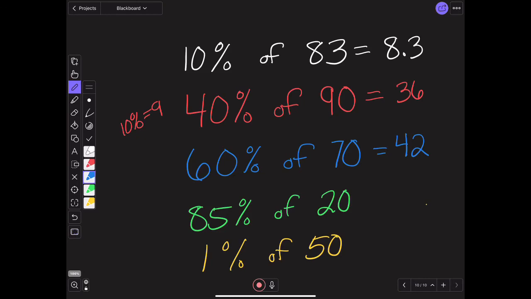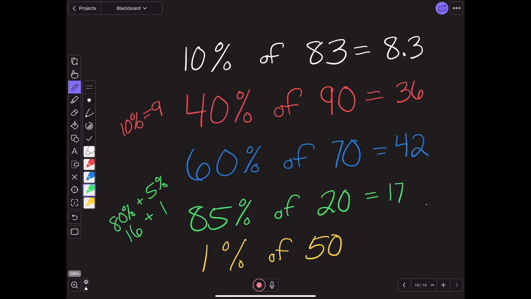85% of 20 is a little bit tricky. Now, technically, we're actually using the distributive property here. We're trying to figure out 80% and 5%, and then we're going to add them together. So I'll just write off the side. 80% of 20 is 16 because 10% is 2. So 8 times 2 is 16. All right. 5% is actually 1 because 10% is 2, and 5% is half of that. So we just do 16 plus 1 with the distributive property, and that would be 17. So 85% of 20 is 17.